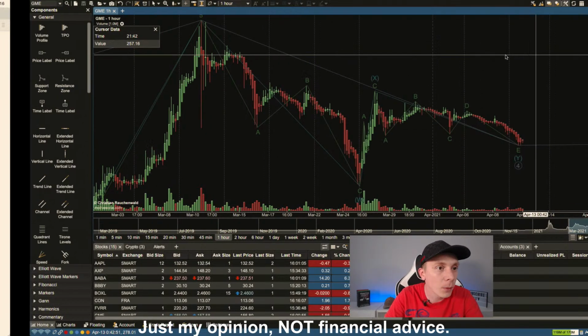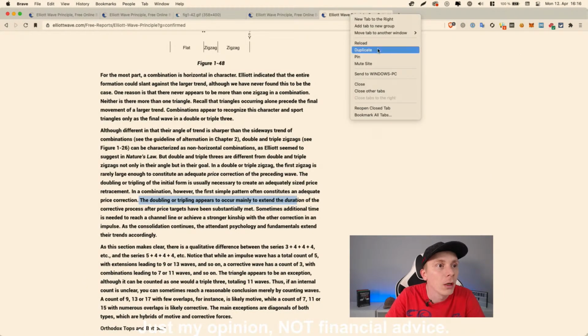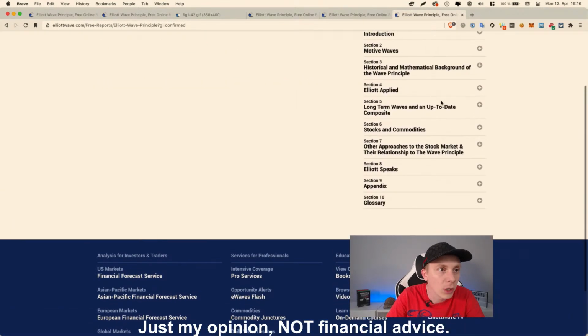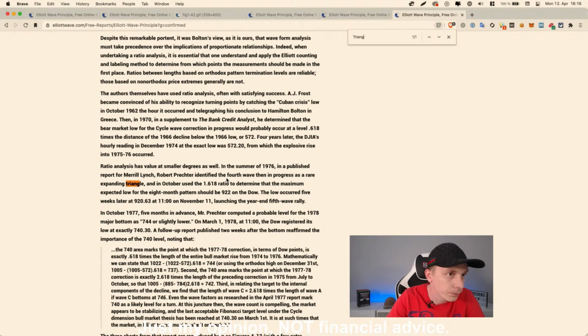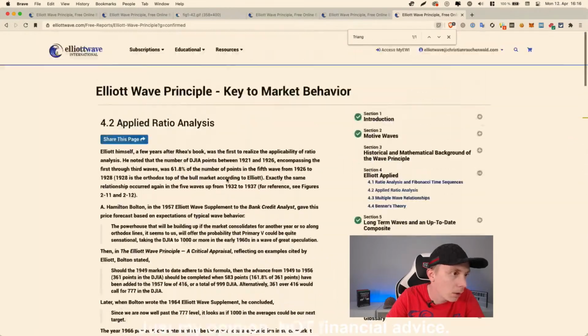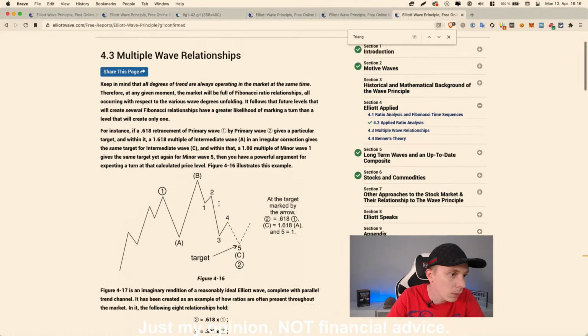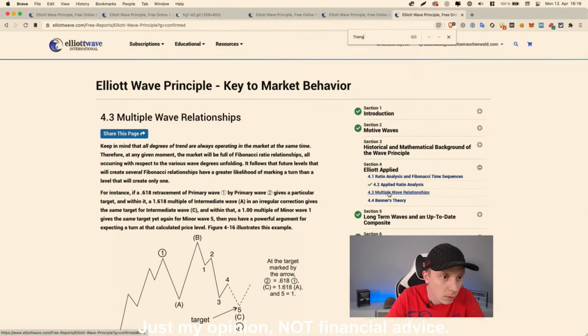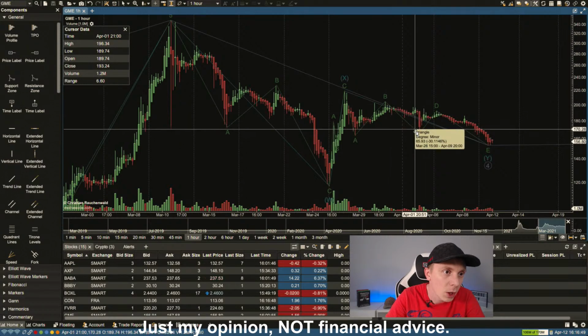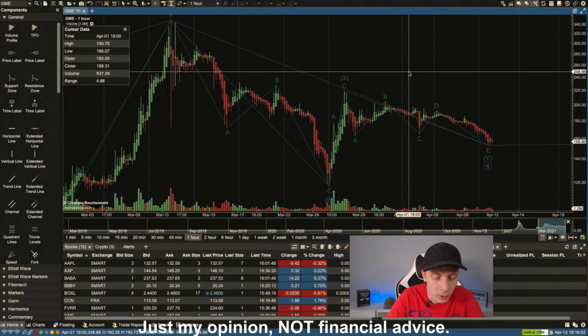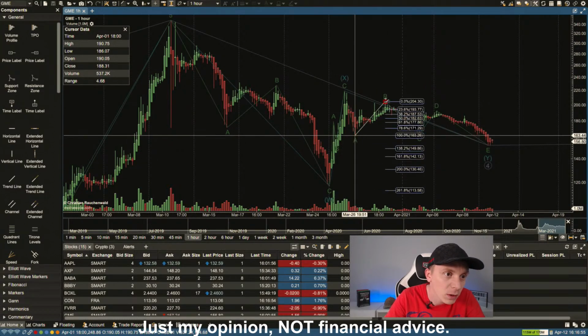But it doesn't stop there as far as confirmations go. If we duplicate that page and look for that in applied ratios and triangle. No, not here. Let's see where we find it. Multiple wave relationships. There's also no triangle. I don't know where in the book it is, but the point is that this part here should be, I think, 6.18% of this part. And we can do that if I put a Fibonacci retracement here.